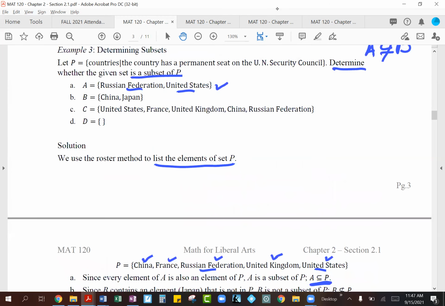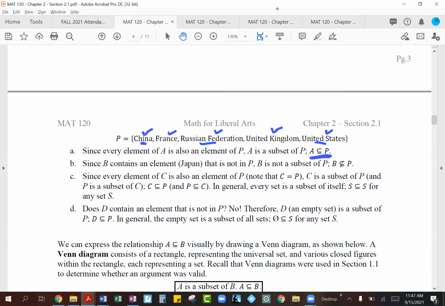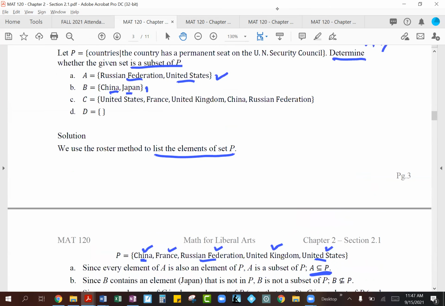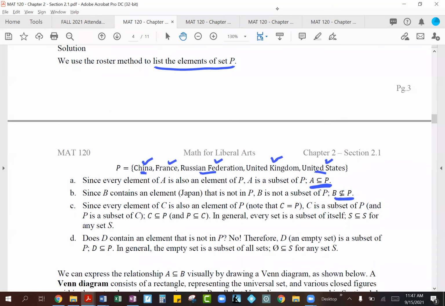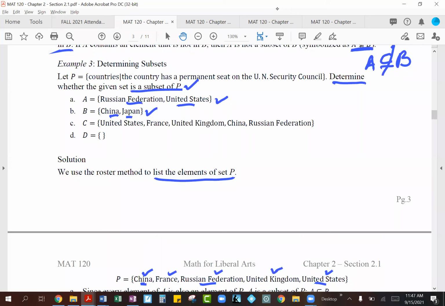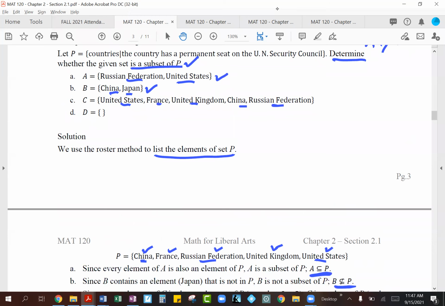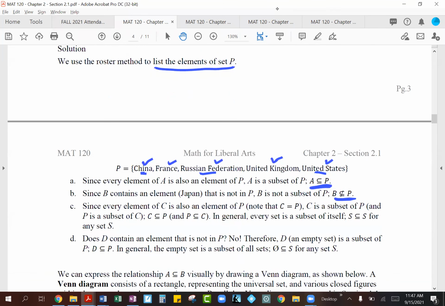For the second one, you've got China and Japan. So you can see, of course, China has a permanent seat, but Japan does not. So since there is one element in this set that is not in your original set P, that means set B is not a subset of set P. Okay. The next one is asking us for set C, which is United States, France, United Kingdom, China, Russian Federation. And if you compare all 5 of these countries, you will see all of them are listed in the original set P. So in this case, every element of set C is an element of set P. So technically, they are equivalent sets, right? C is equal to P.